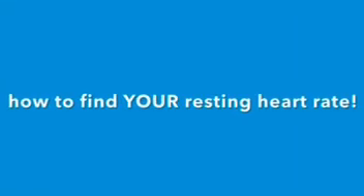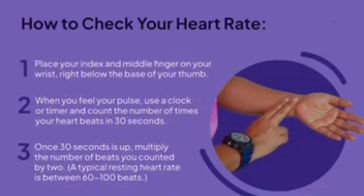How to find your resting heart rate. To find your pulse, place your middle and index finger on your wrist below the base of your thumb. You can also find it by putting your middle and index finger right under your jaw on your neck.